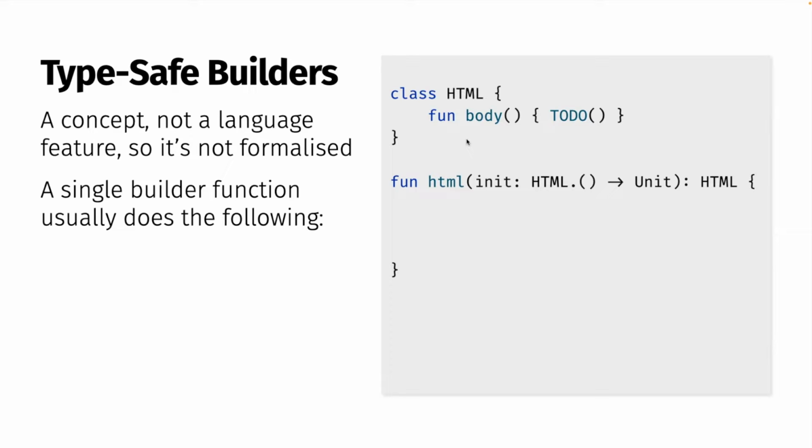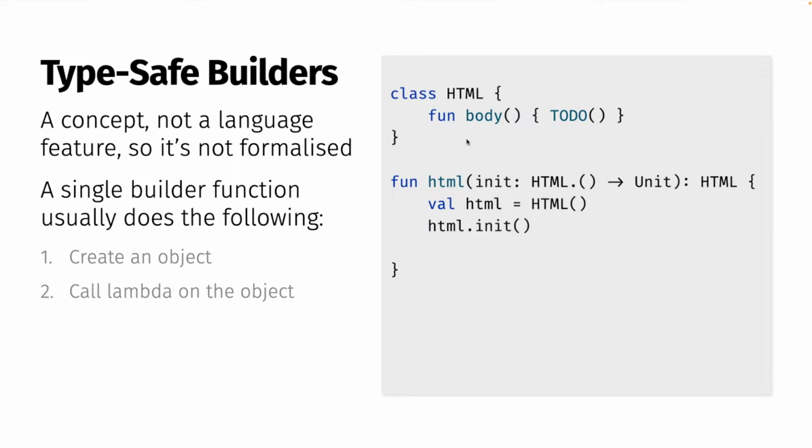Inside the builder function, we do the following things usually. This is the type-safe builder pattern. We create an instance of HTML, of the class HTML. Then we call the init method on it. And in the end, we return the HTML instance. Or we can also add it to some structure or something like that.